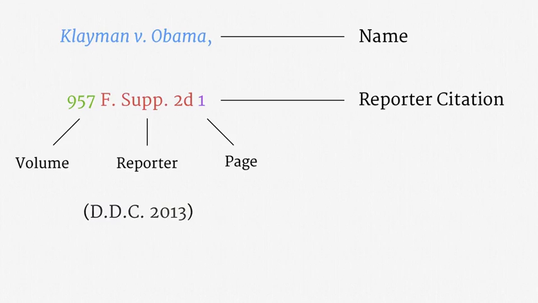Finally, there's this little piece in parentheses. The first part, DDC, tells us the court that issued the opinion. It's an abbreviation for the oh-so-inconveniently named United States District Court for the District of Columbia. The second part, 2013, is just the year that the opinion was issued. Alright, so there's a dissected case citation.